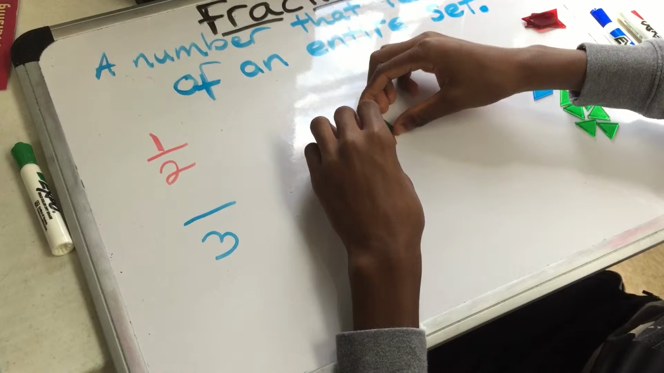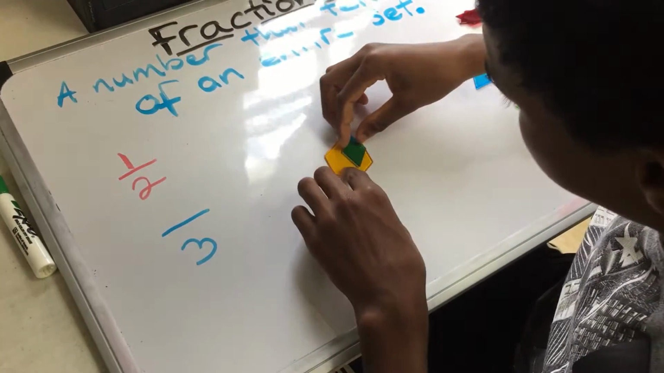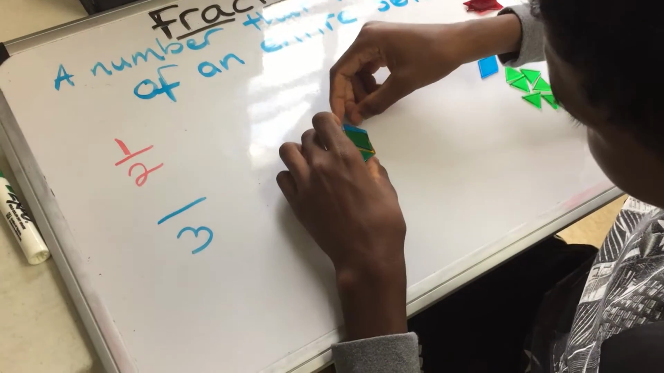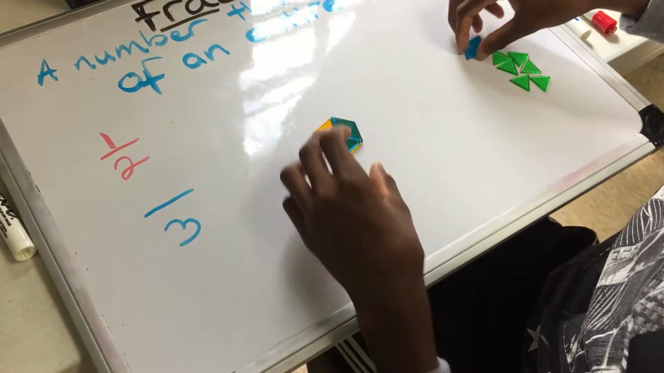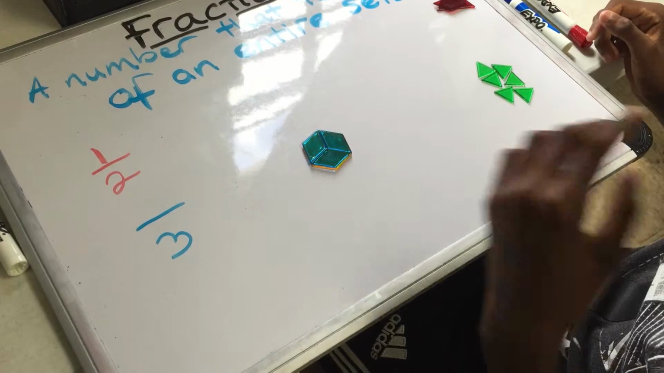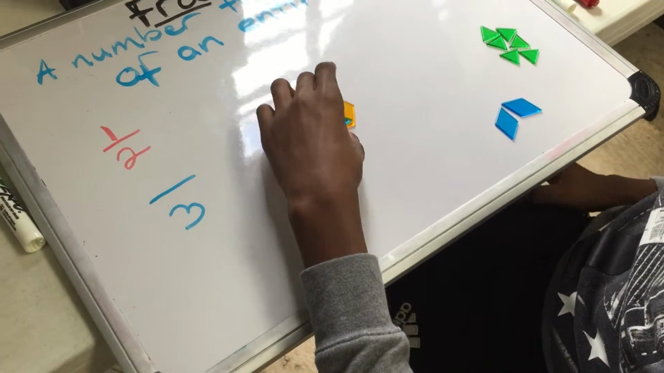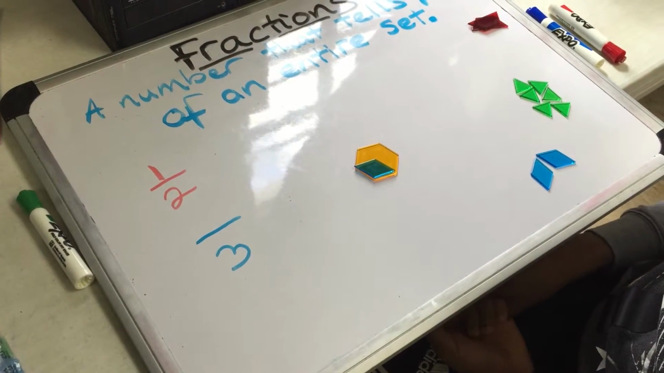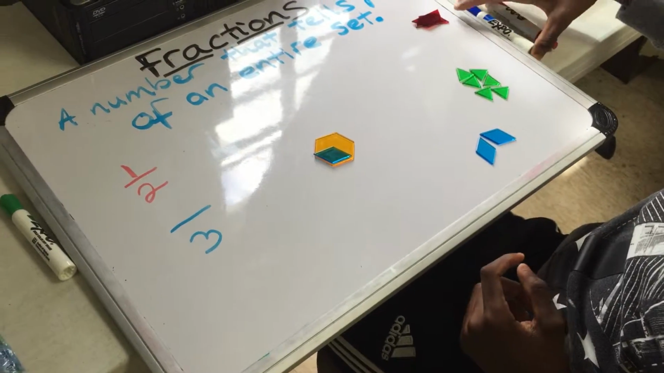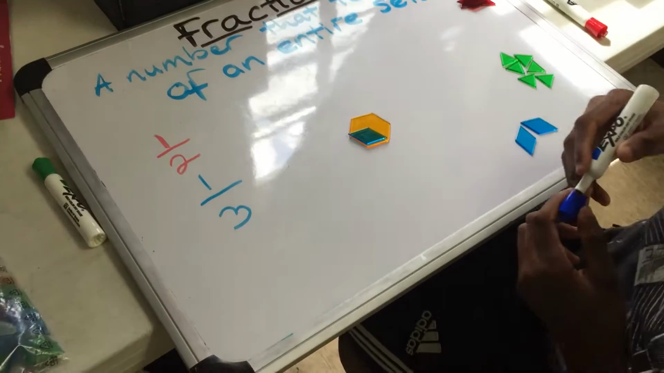Show me 1/3 using the blue pieces. How do you know that's 1/3? Because 1 of them out of 3 are being used. How do you write that as a fraction? 1 over 3. Okay, good.